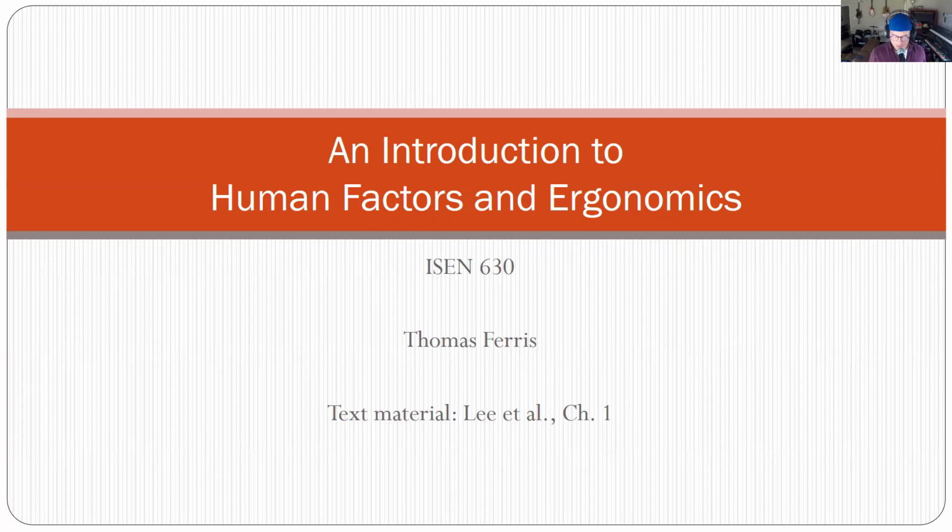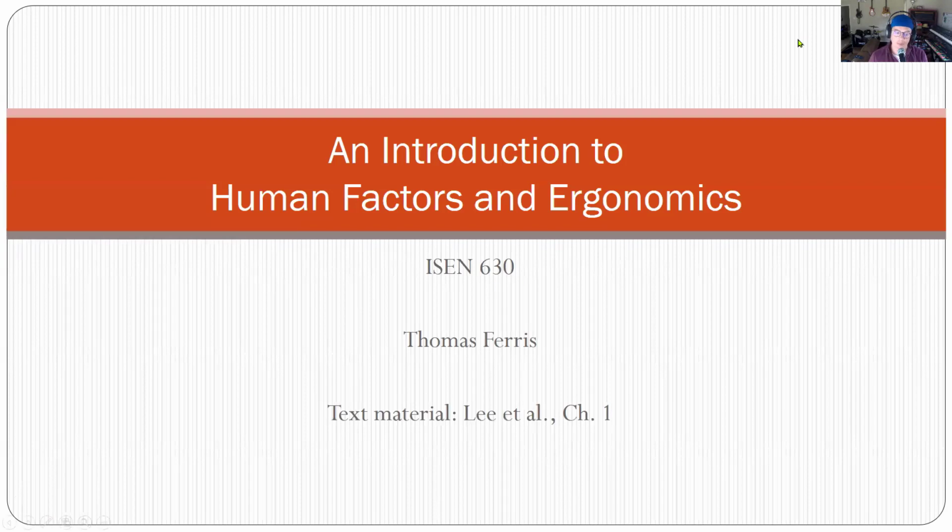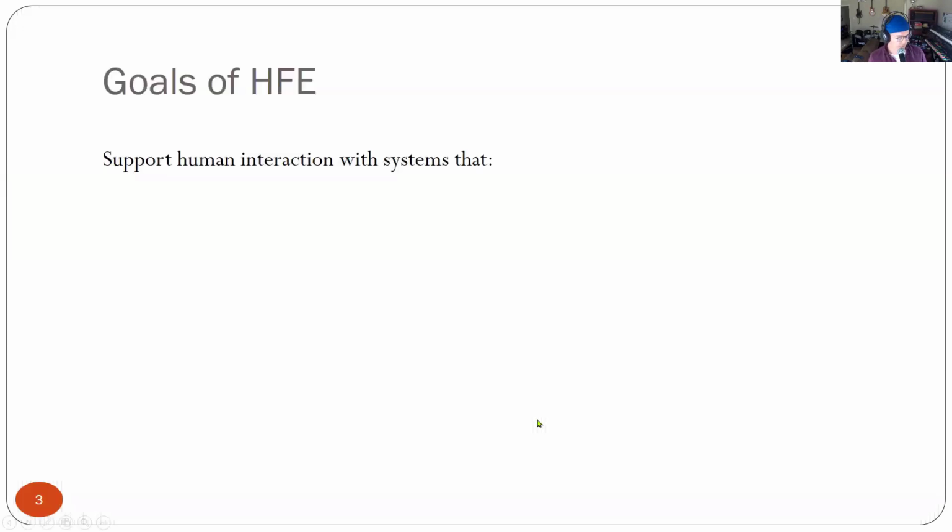This is still topic 1, Introduction to Human Factors and Ergonomics. Now we're moving on to 1.2, General Guidelines for Design and Practice. 1.1, you should watch that one first if you haven't. That's on the history and definitions of this field. All right, and this again comes from the textbook, chapter 1. That's where most of this is coming from.